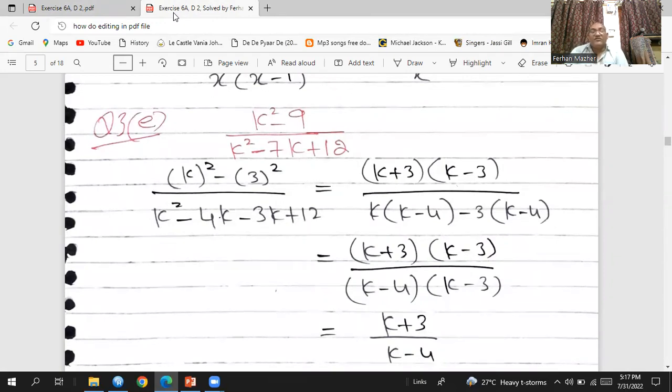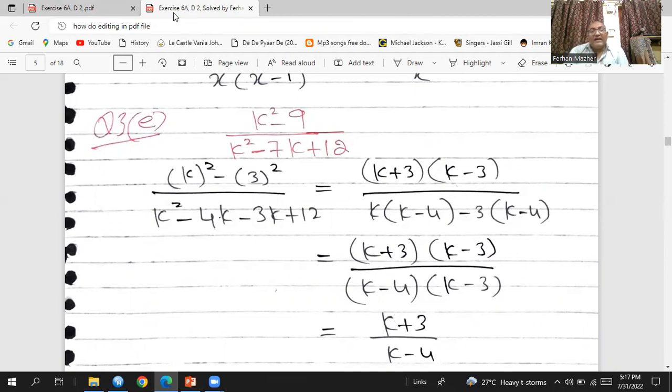Write the factors of 12. They are 1 into 12, 2 into 6, 3 into 4. We want that pair which by addition will give you −7. So 3 and 4 is the pair, and because you want the negative answer, both of them will be given a negative sign. So you will have k² − 4k − 3k + 12. So you will have (k + 3)(k − 3) in the upstairs.